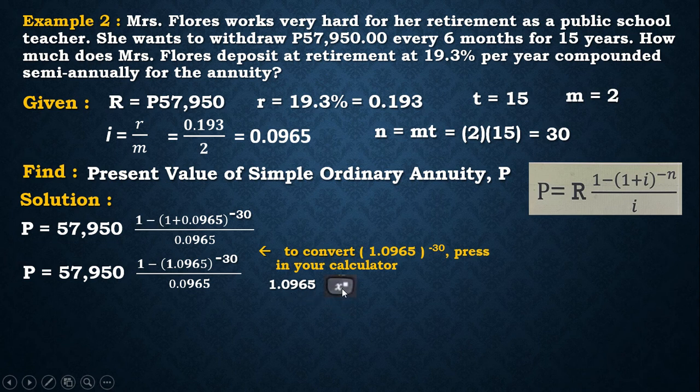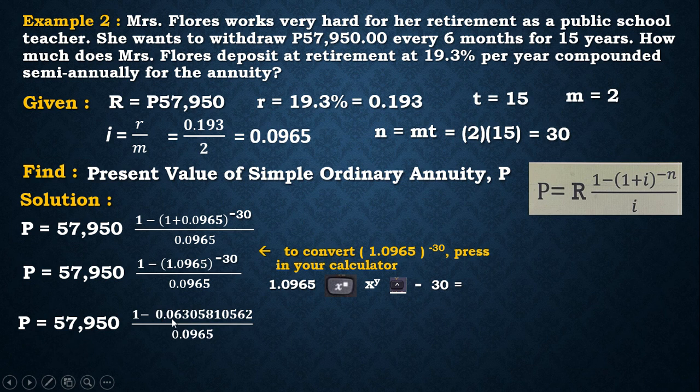Sumunod, kung makikita nyo po ang symbol na ito sa inyong calculator, o kaya ito, alin man po dyan ay pwede nyong pindutin. Pagka-press nyo po ng 1.0965, pili lang po kayo ng isa dyan kung ano man po makikita sa calculator nyo. Sumunod, the negative sign, and then 30, which is the exponent, and then equal sign. So, i-convert po natin ito. Ito po ang mangyayari. Naging 0.06305810562. Kinonvert po natin ito by pressing those numbers and symbols.